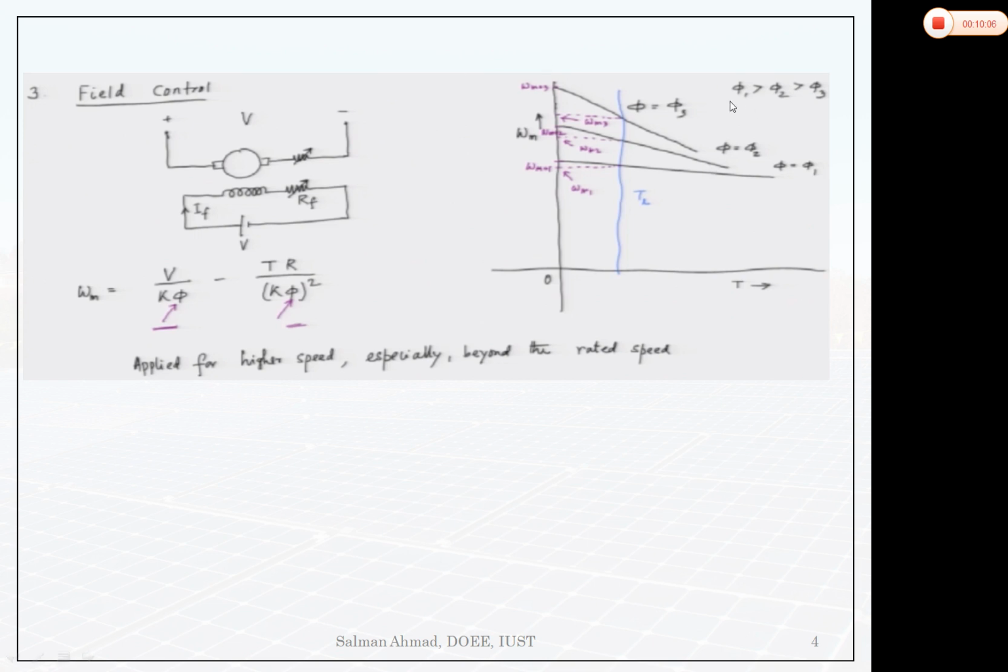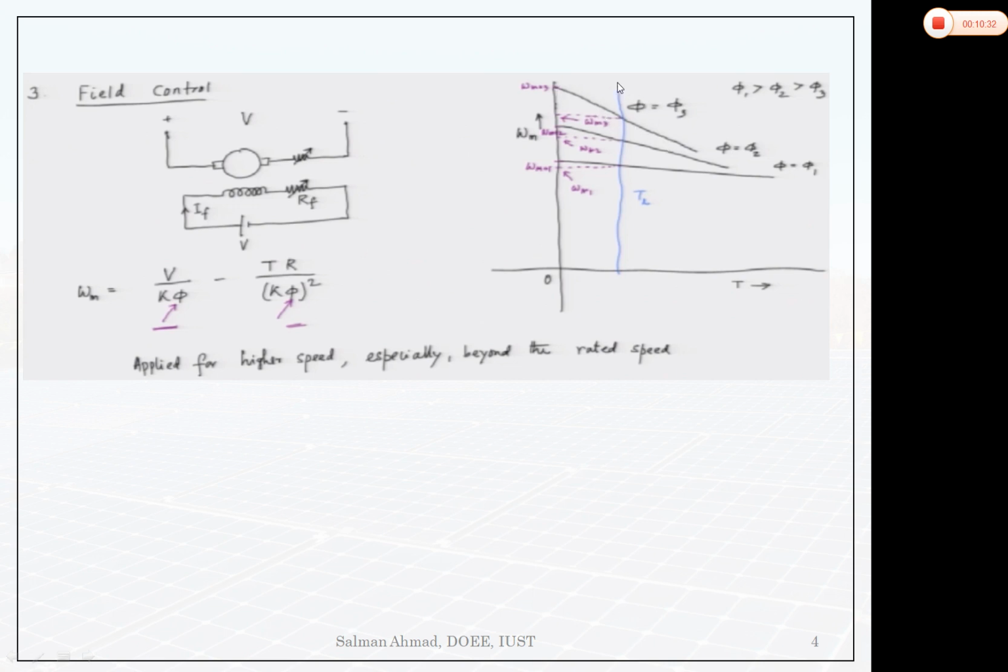So here you can see we are having one motor torque characteristic like this at phi is equal to phi 1, then another at phi is equal to phi 2. You can see we decrease the flux, so the no load speed is increased and the slope also increased. Now at phi is equal to phi 3, the no load speed further increases and the slope also increases.